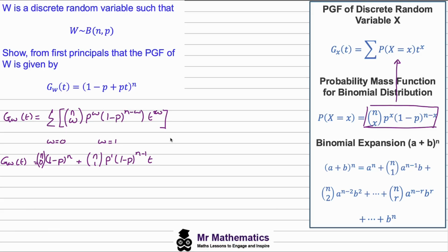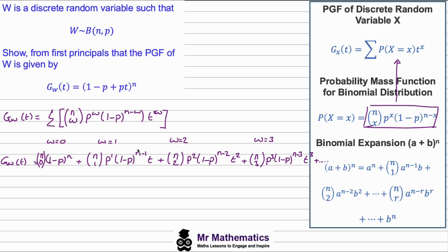Okay? And then when w equals 2, we've got n choose 2 of p squared, 1 minus p to the n minus 2, times t squared. And then when w equals 3, we'll have n choose 3 of p cubed multiplied by 1 minus p to the n minus 3, of t cubed. Okay? And this would carry on.